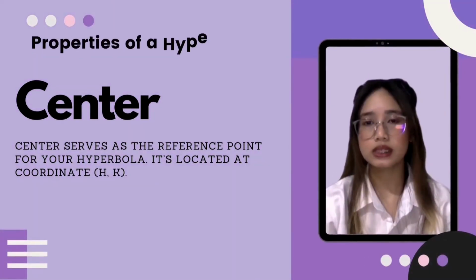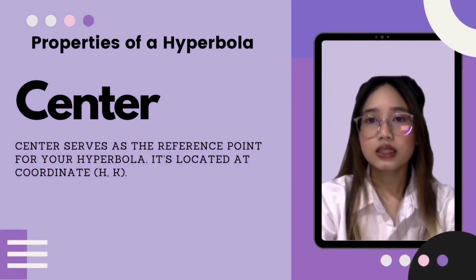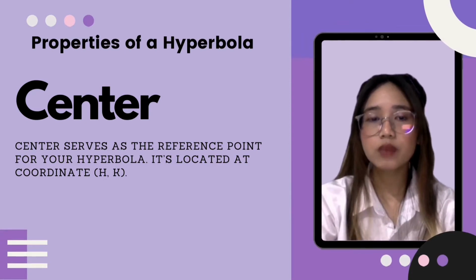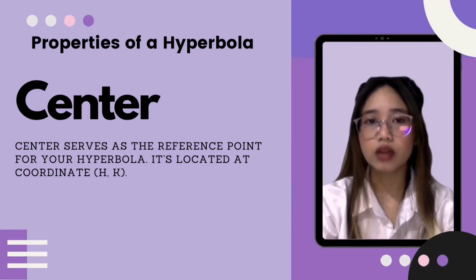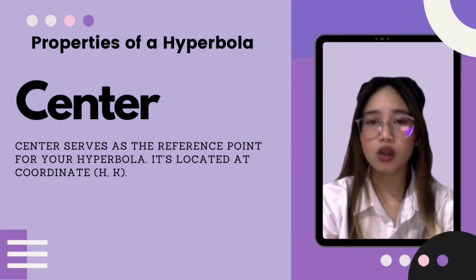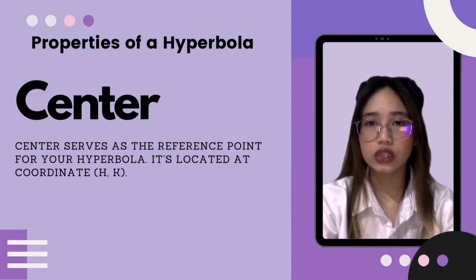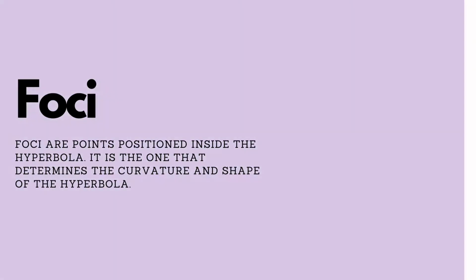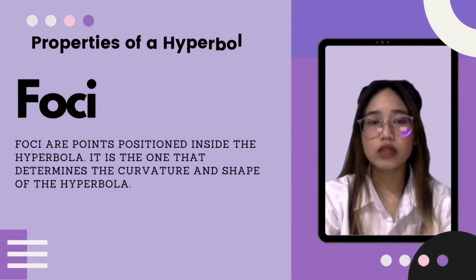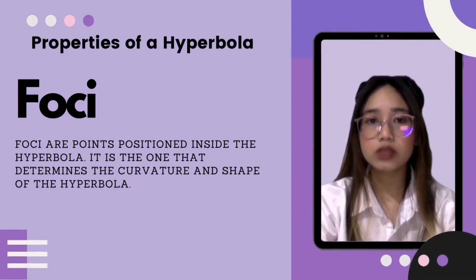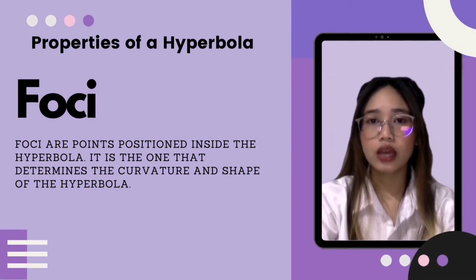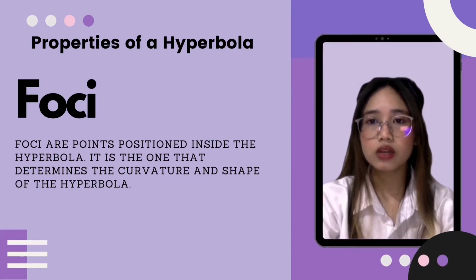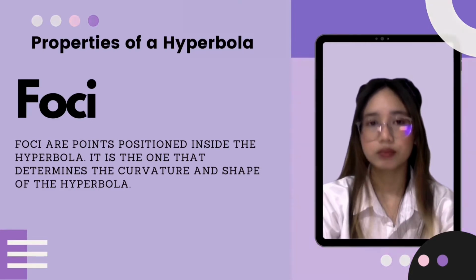The first one is center. The center serves as the reference point of your hyperbola. It is located at the coordinate (h, k). And the next one, foci. Foci are points positioned inside the hyperbola. They determine the curvature and shape of the hyperbola.